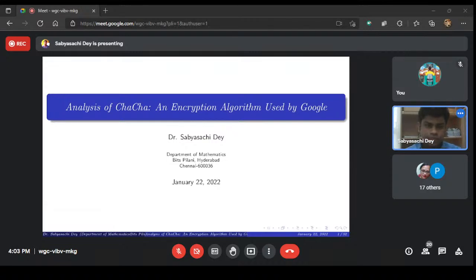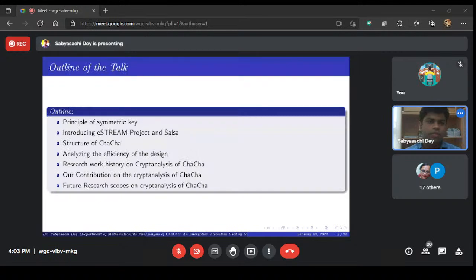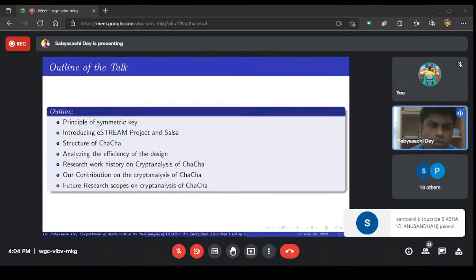Okay, so I will start. This is the outline of the talk. I will start with the basic principle of a symmetric key cipher. How does a symmetric key cipher work? Then I will introduce something called a stream cipher and another cipher, Salsa. Then I will come to the structure of ChaCha. How does the ChaCha cipher work? And then I will discuss where the efficiency of this design lies. After that, I will come to the research works which have been done so far and what the future research works in this direction are. Okay. So let's start the talk.